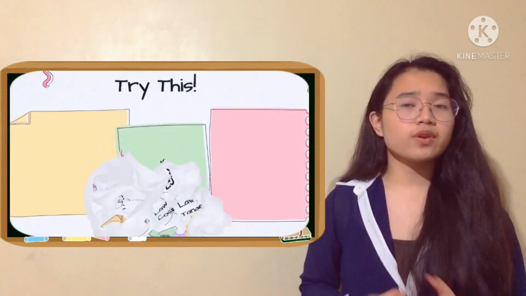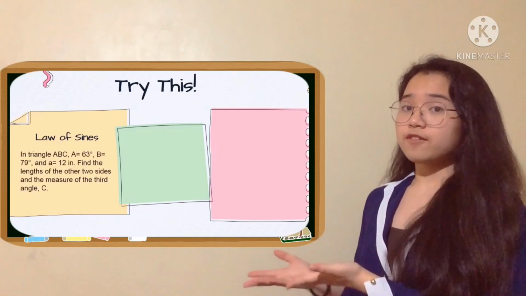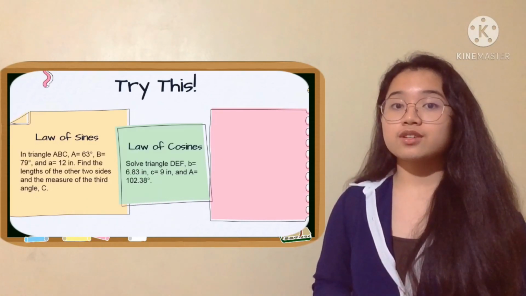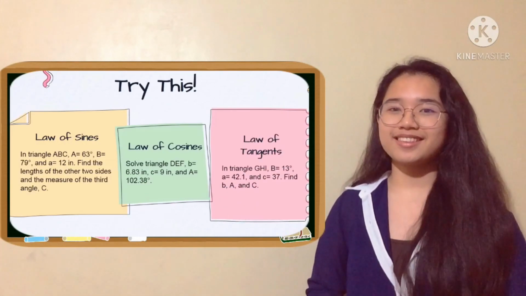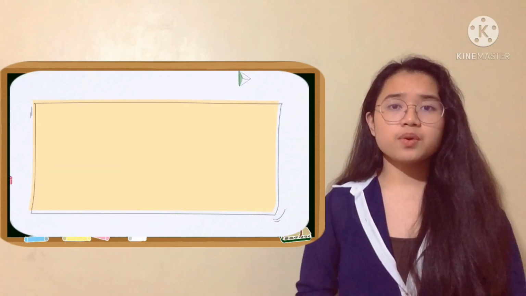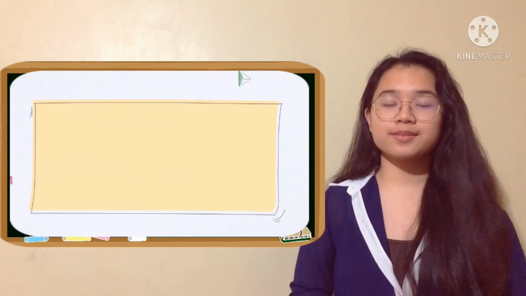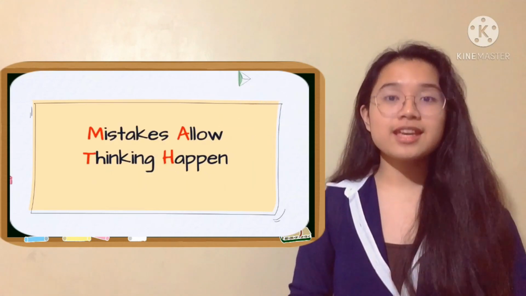If you're confused or a little bit rattled, you could try solving these questions. If you want to, you could even answer the question for the law of tangents to enhance your skills at math. Try and try until you succeed. If you think that you are wrong, always remember math: Math means Mistakes Allow Thinking to Happen.